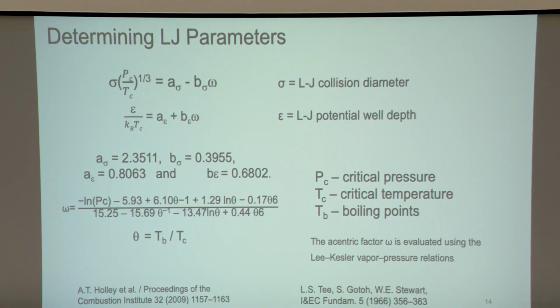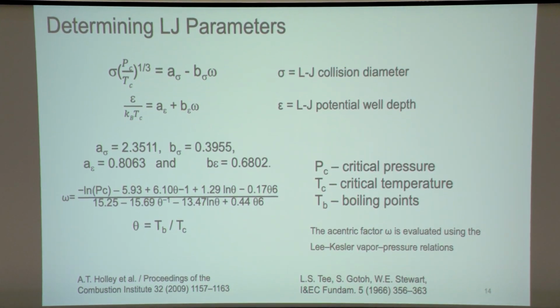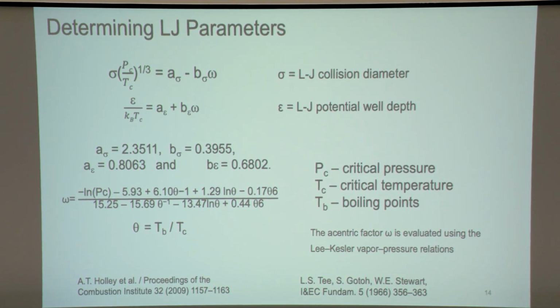So how do you get these? Well, again, we have good equations at hand. You can look at these equations anytime you like. The collision diameter, we can base it on the critical pressure and critical temperature, and then some constants. These constants have been fitted previously in a paper by Hawley in 2009, which draws from previous work. Essentially, they're saying that you can determine sigma knowing only the critical pressure, critical temperature, and boiling point for any molecule.